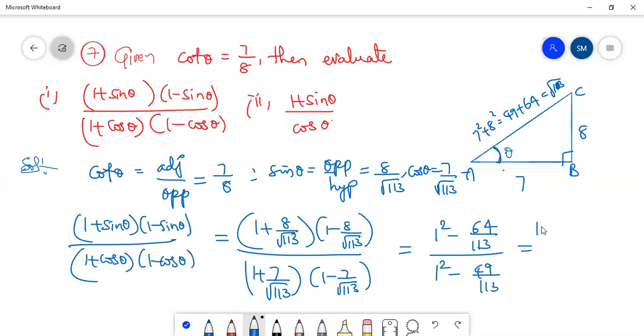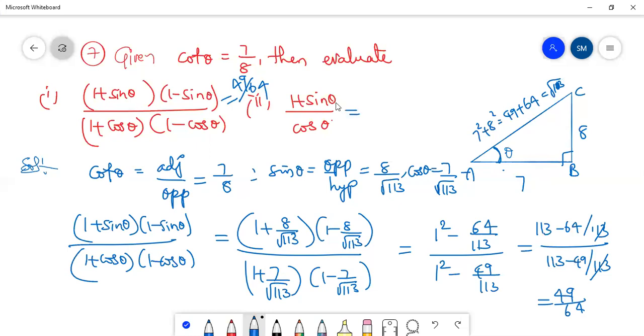Taking the LCM, (113 minus 64) by 113 by (113 minus 49) by 113. 113 cancels. 113 minus 64, we are getting 49. 113 minus 49, we are getting 64. Therefore, the value is equal to 49 by 64.